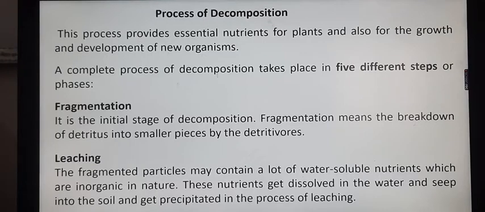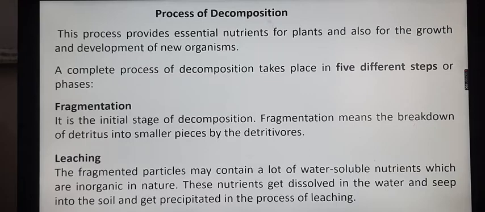The complete process of decomposition takes place in five steps. The first one is fragmentation, the initial stage of decomposition. In fragmentation, the breakdown of detritus into smaller pieces takes place by detritivores. Detritivores are the organisms which break down the big flesh of dead organisms or dead plants into smaller pieces.